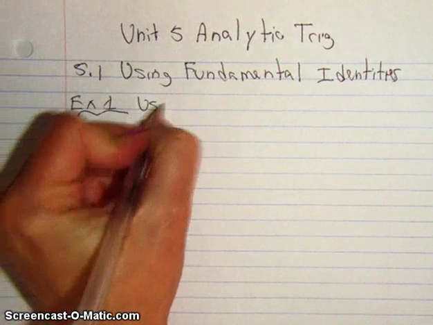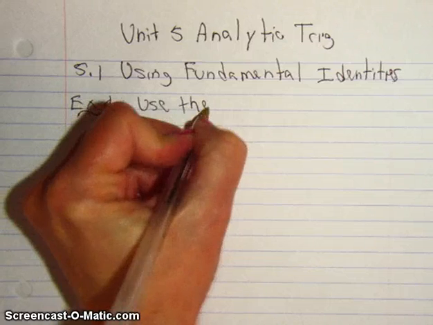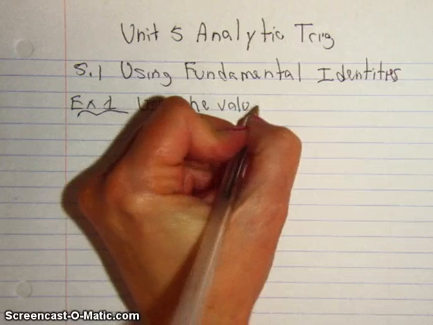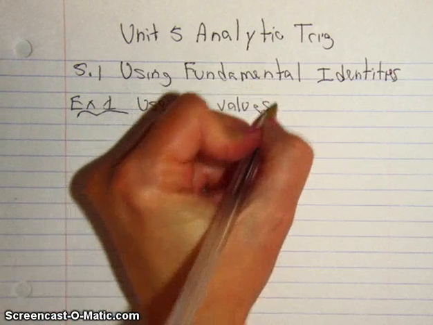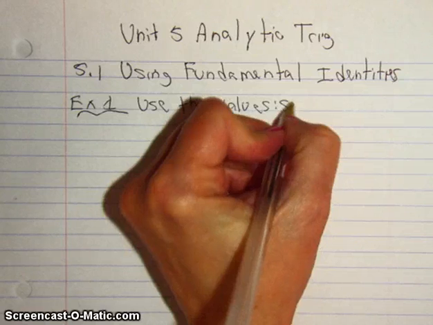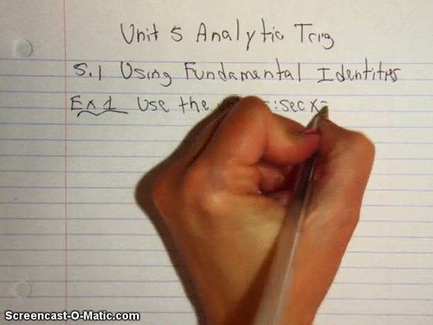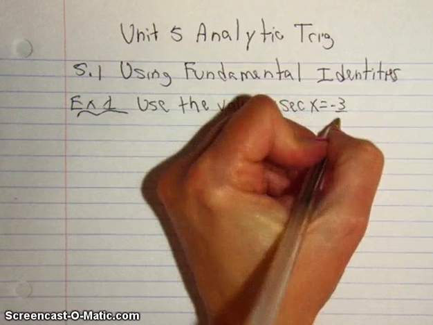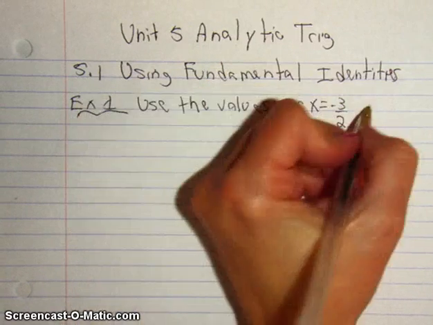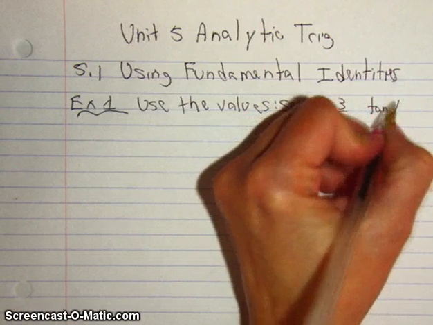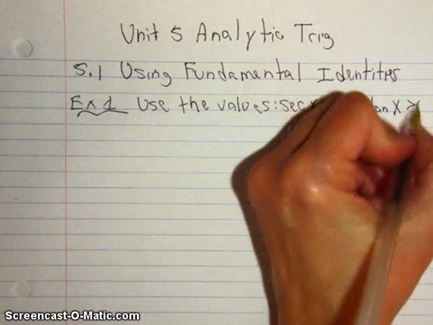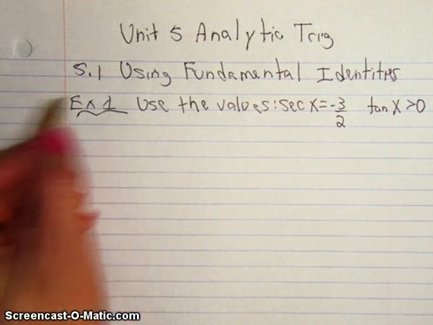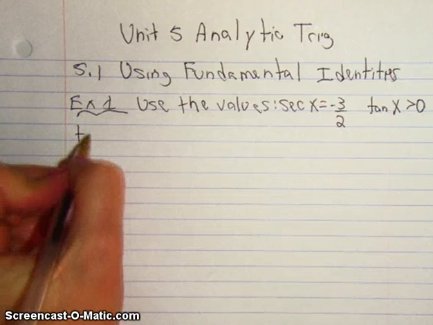Use the values secant x equals -3/2 and tan x greater than 0 to find all 6 trig functions.